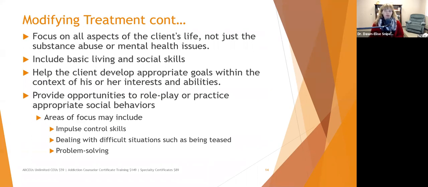Provide opportunities to role play or practice appropriate social behaviors and focus on things that include impulse control skills. So identifying things that may trigger that particular person to act impulsively, and then role play how to handle those situations. Record and repeat. Role play situations like dealing with difficult situations such as being teased, and also role play problem solving. I mean, we do this with everybody else. Why wouldn't we do it with people with FASDs?